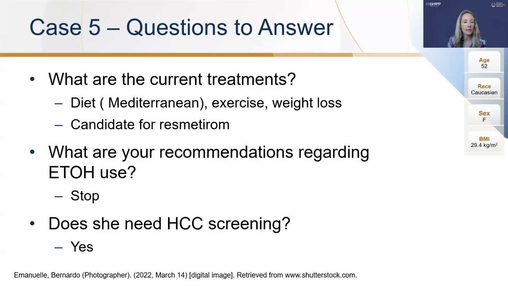Exercise, ideally some combination of cardiovascular exercise and strength training with the ultimate goal of weight loss. We know that a 7 to 10% total body weight loss can really help reverse inflammation with MASH.